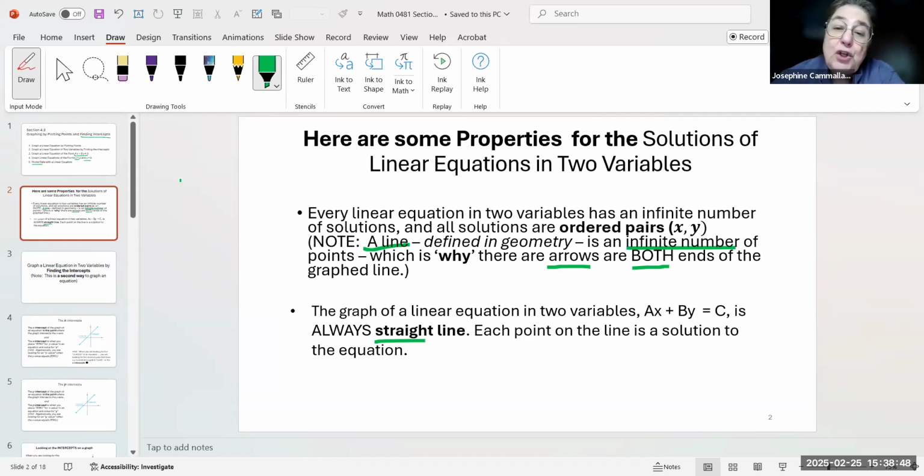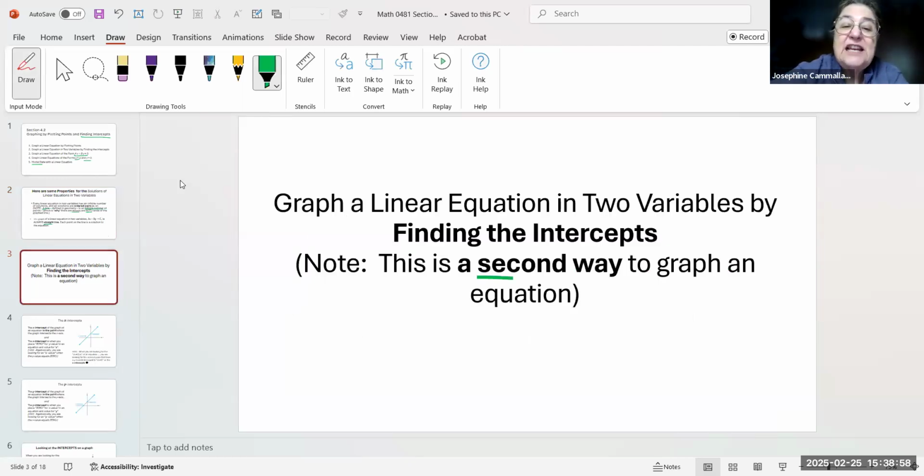But now you have 2 points. This is, in this particular case, the intercepts. And this is the second way to graph an equation. If we are plotting points, the first thing I want to do is to graph my intercepts, or at least understand how to find my intercepts in a table.